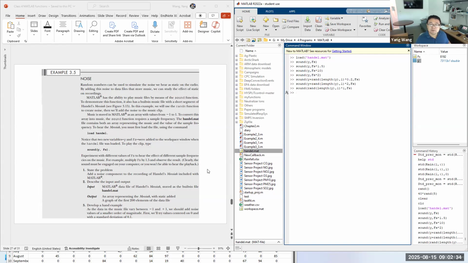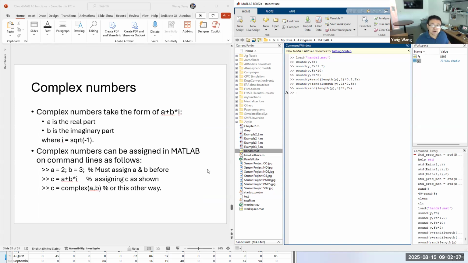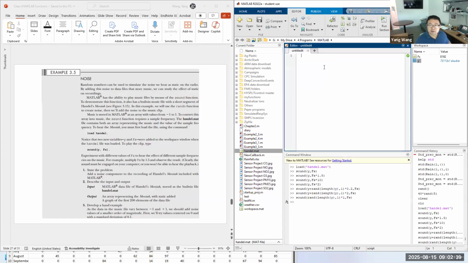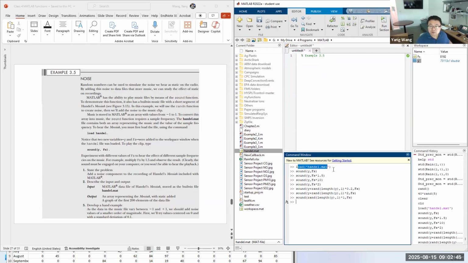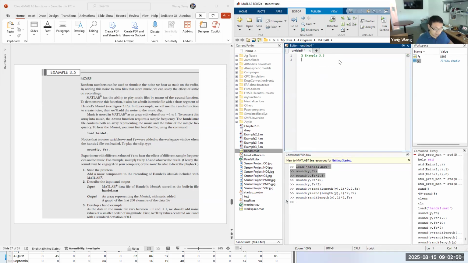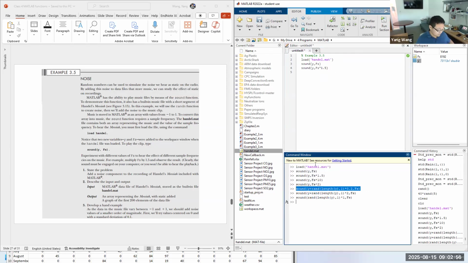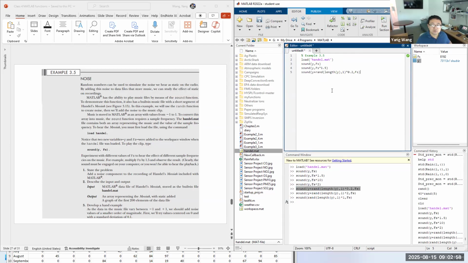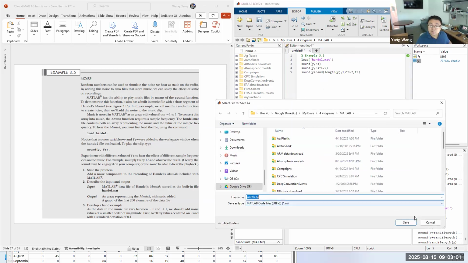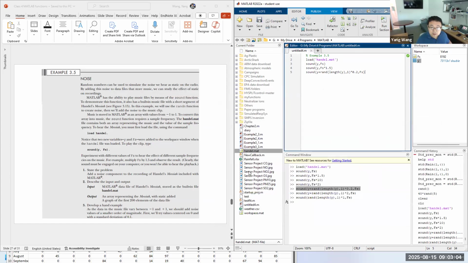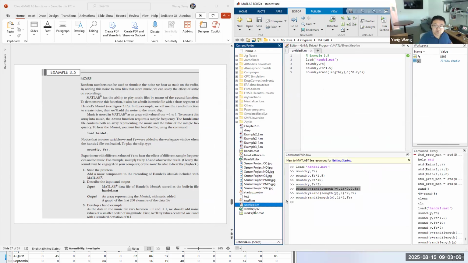Okay, so this is example 3.5, and well, it didn't create a file, but we can easily do that, right? Example 3.5. So what we did is just load it and delete the handle, and then we played the message. All right, so we tried these, and we also tried adding a random number to create noise. Okay, so I named it Untitled 4, but let's change it to example 3-5.